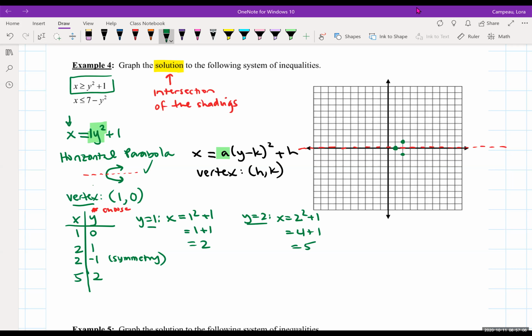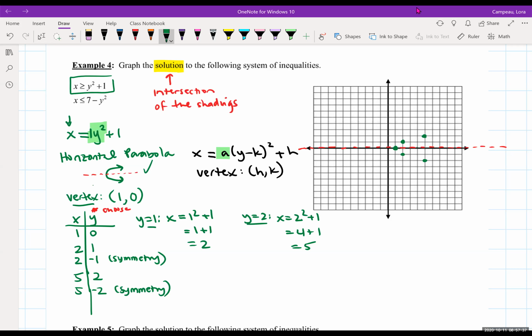So (5, 2) will be another point on the parabola. So we can graph it: 1, 2, 3, 4, 5, and 2. And then again, if we want to use symmetry, what you can do for yourselves is just say, okay, well, it's 2 units above the axis of symmetry. So if I count 2 units below the axis of symmetry, (5, -2) is found by symmetry.